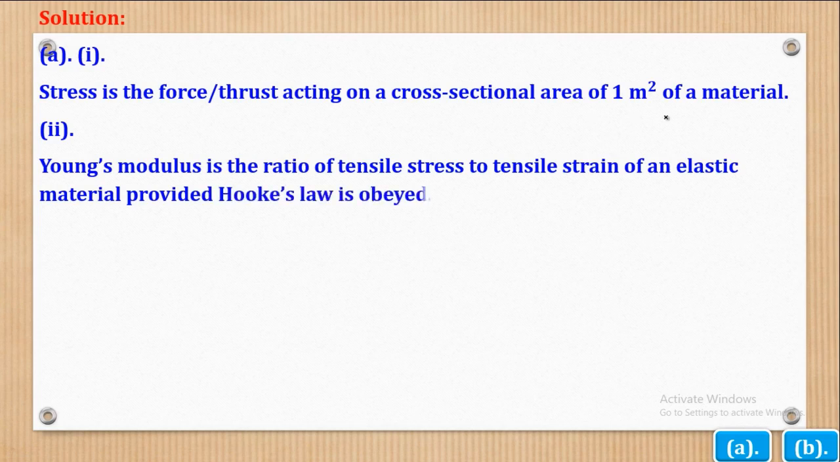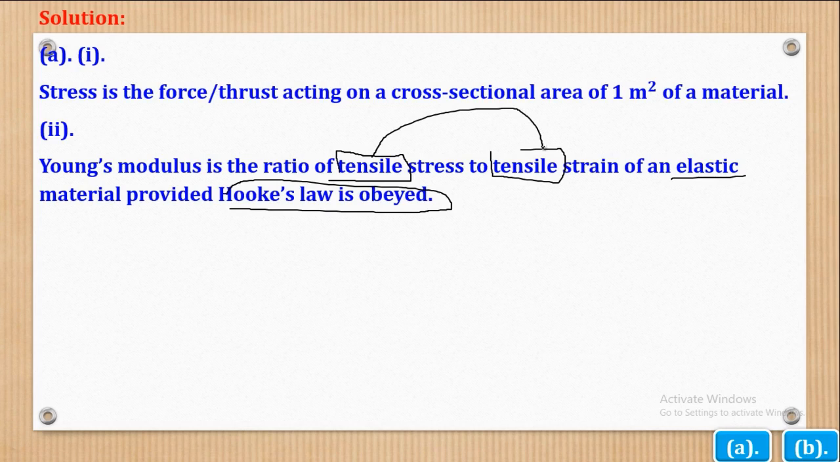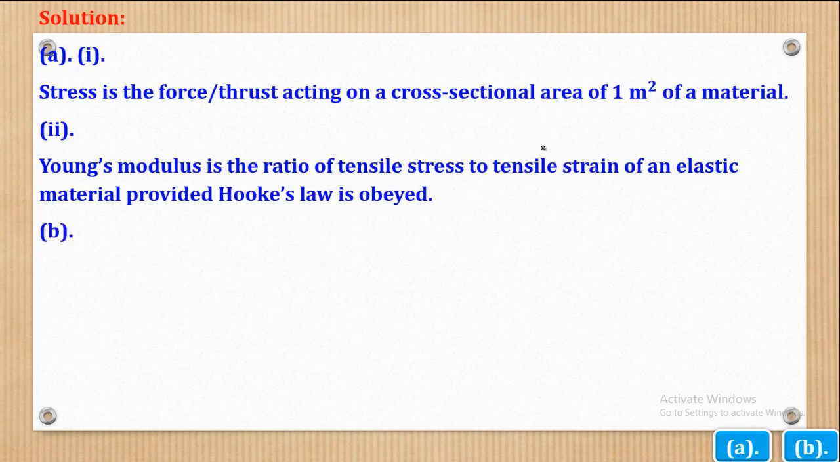So Young's modulus is the ratio of tensile stress to tensile strain of an elastic material, provided Hooke's law is obeyed. So this condition is needed. Remember, this word tensile has to be seen. So that was part A. Now we shall go to part B.